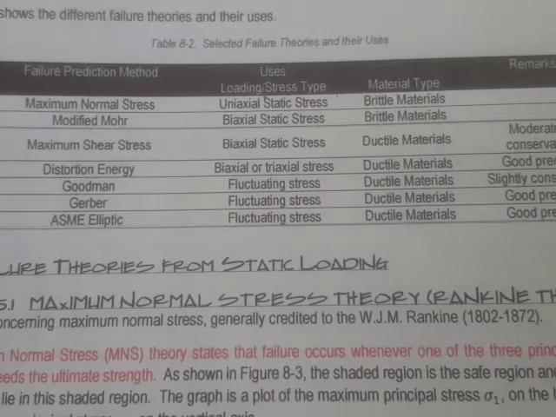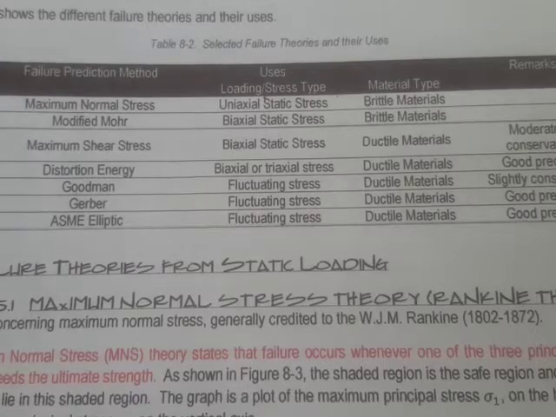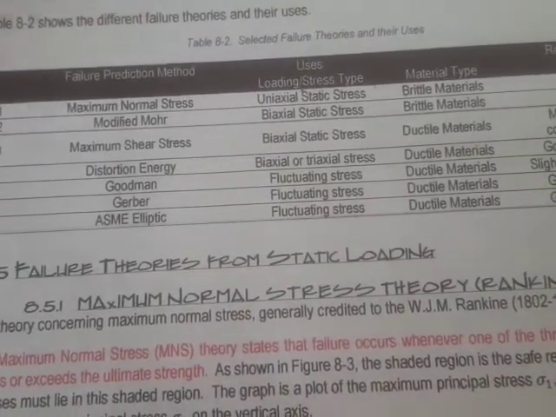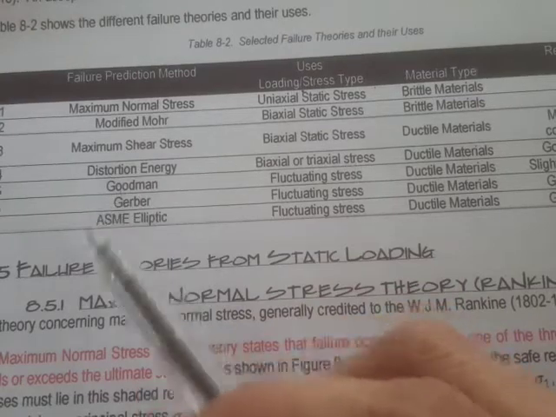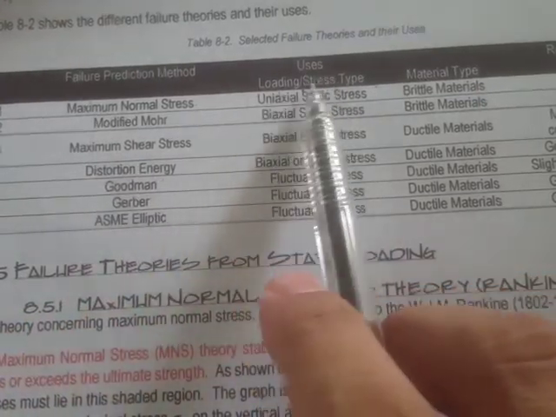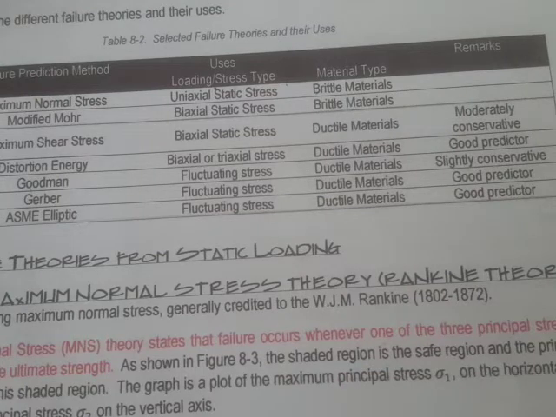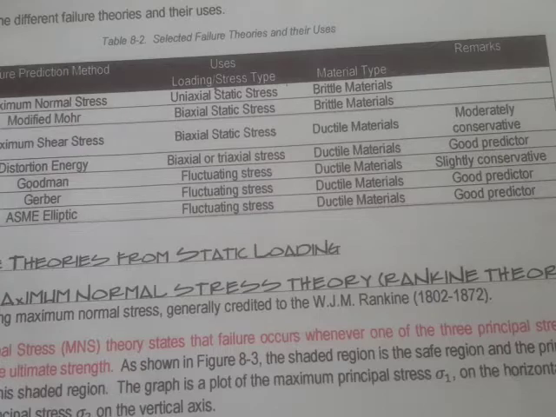All right, let's get started. We will talk about the different types of failure theories. And in our lecture handouts in table 8-2, there's a tabulated list of the failure theories and their use of loadings or stress type, and then the material type, and some remarks about the position of the failure locus line compared to the experimentation's data.